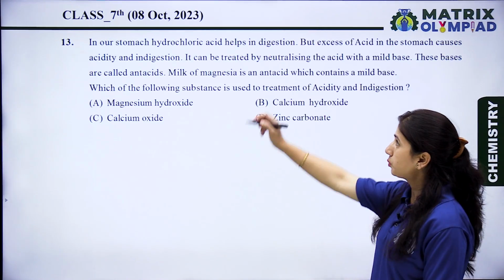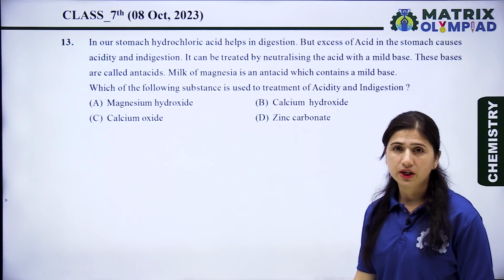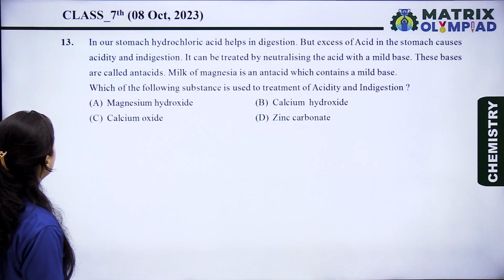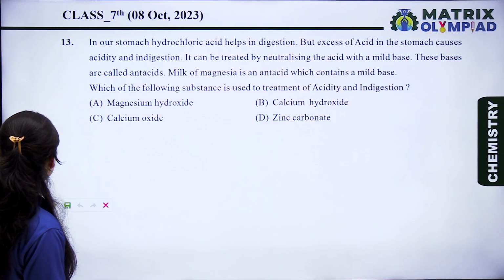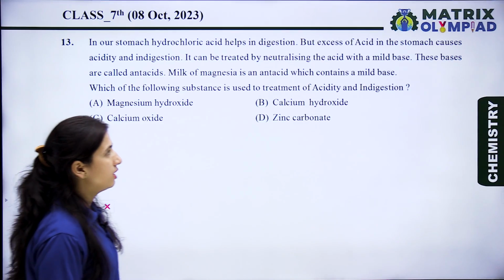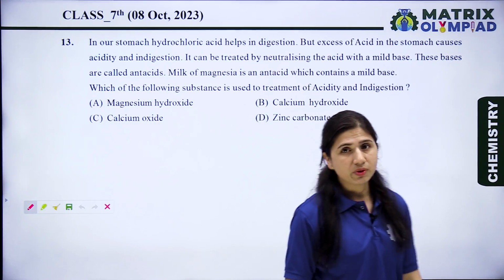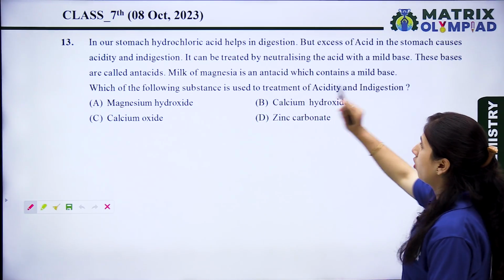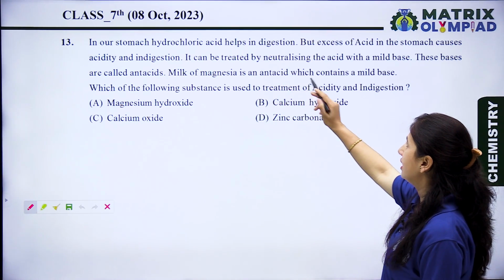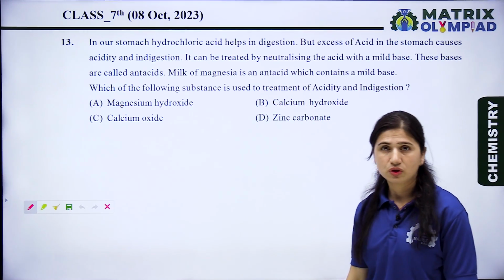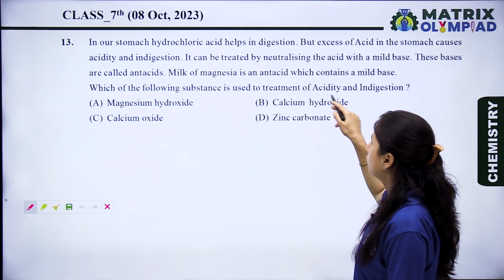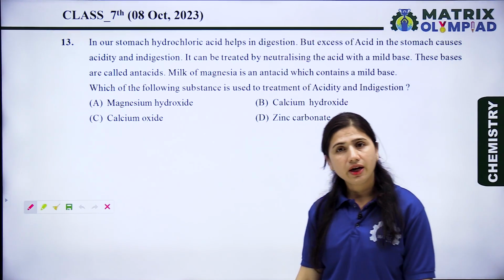In our stomach, hydrochloric acid helps in digestion, but excess of acid in the stomach causes acidity and indigestion. It can be treated by neutralizing the acid with a mild base. These bases are called antacids. Milk of magnesia is an antacid which contains a mild base. So now the question is, which of the following substances is used for treatment of acidity and indigestion?